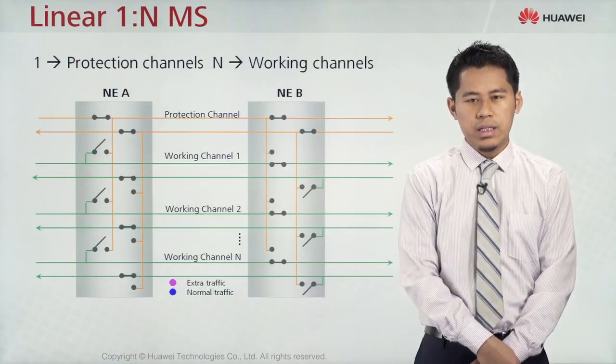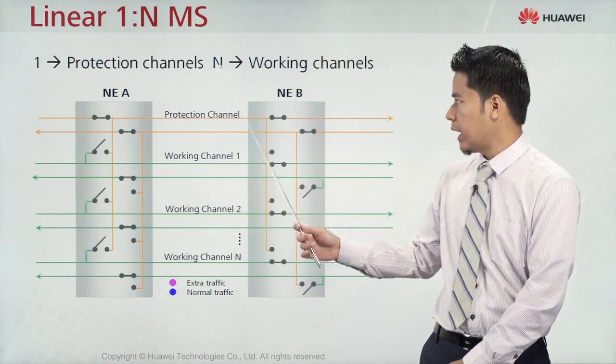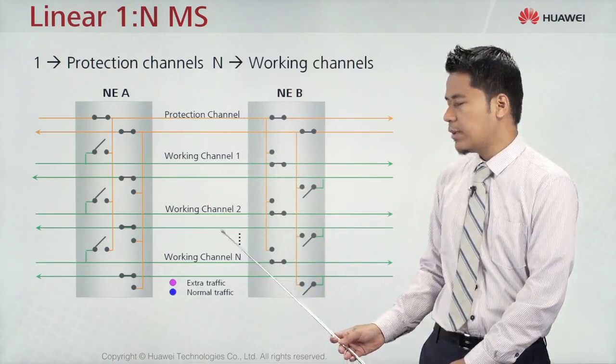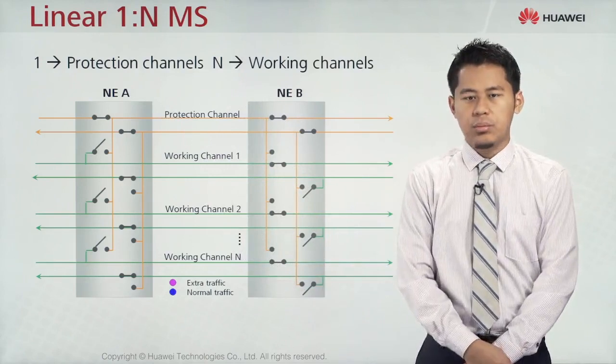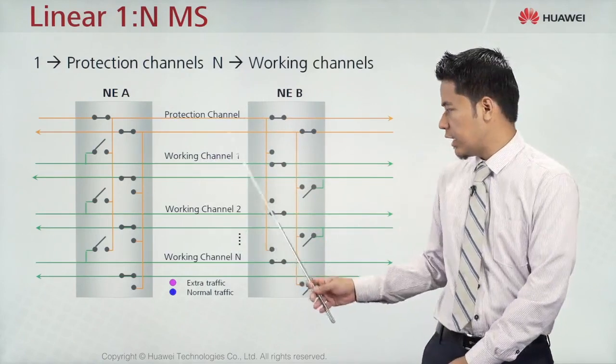So here we have network A and also network B. The protection channel will be at the top here, on top of network A and also network B. We have working channel 1, 2 until N here. It depends on how many working channels you're going to apply. Most of the time, you apply as many working channels as you want.